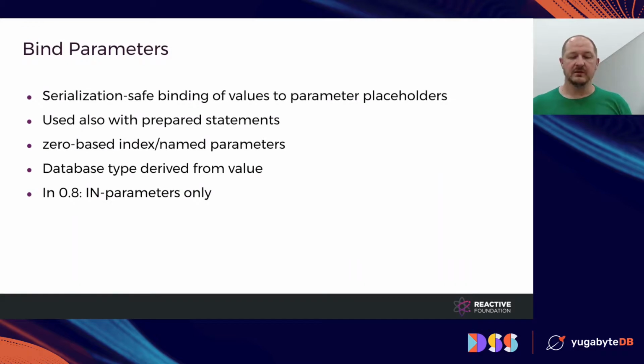Right now, in R2DBC 0.8, the currently available version, we derive the database type from the actual value. And yes, you've heard right, we're deriving a type. And this is important because databases require a specific type. They have to know which type of value you are sending to them, so that they can do the binding accordingly. And another thing that is true for R2DBC 0.8 is that we have in parameters only. So with R2DBC 0.8, you do not have the possibility to register out parameters, which might be needed for stored procedure arrangements.